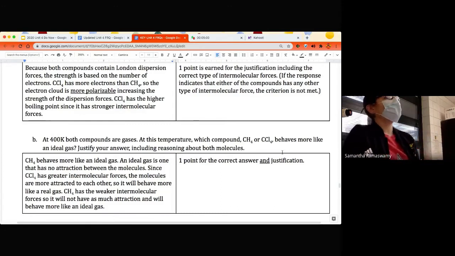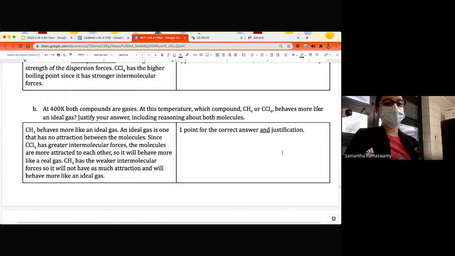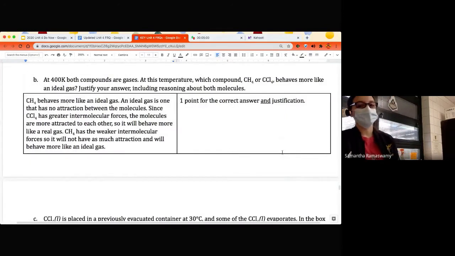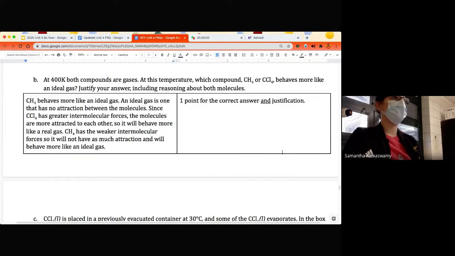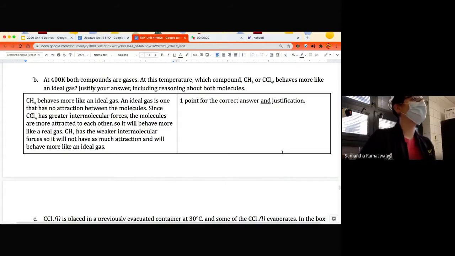And so what we're looking at is the interactions between the molecules. Real gases have attraction. Ideal gases have no attraction between the molecules, or very weak attraction. And so CH4 will actually behave more like an ideal gas, because an ideal gas is one that has no attraction between the molecules. Since CCl4 has greater, stronger intermolecular forces, those molecules are more attracted to each other. It will behave more like a real gas. CH4 has weaker intermolecular forces, so they're not as attracted to each other. That will behave more as an ideal gas.